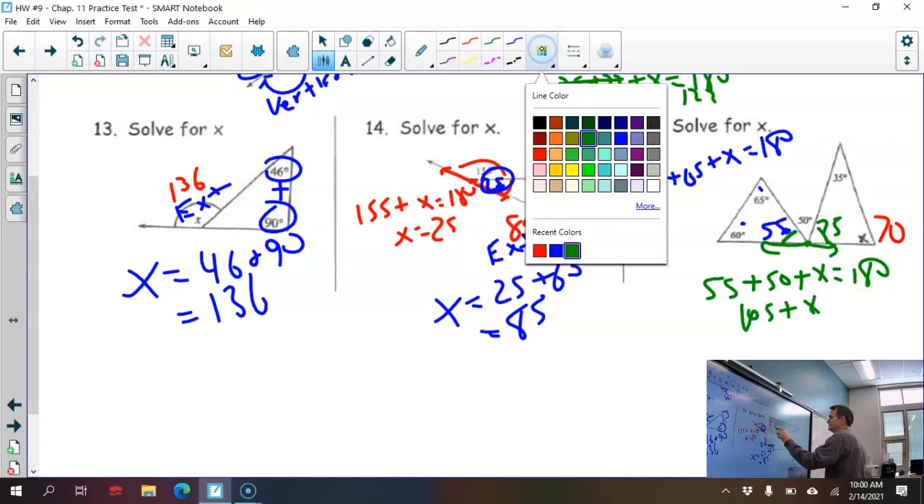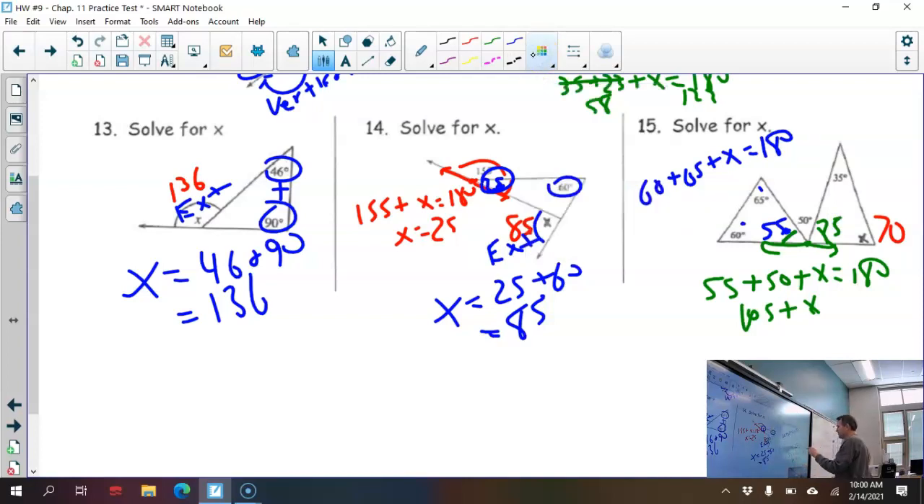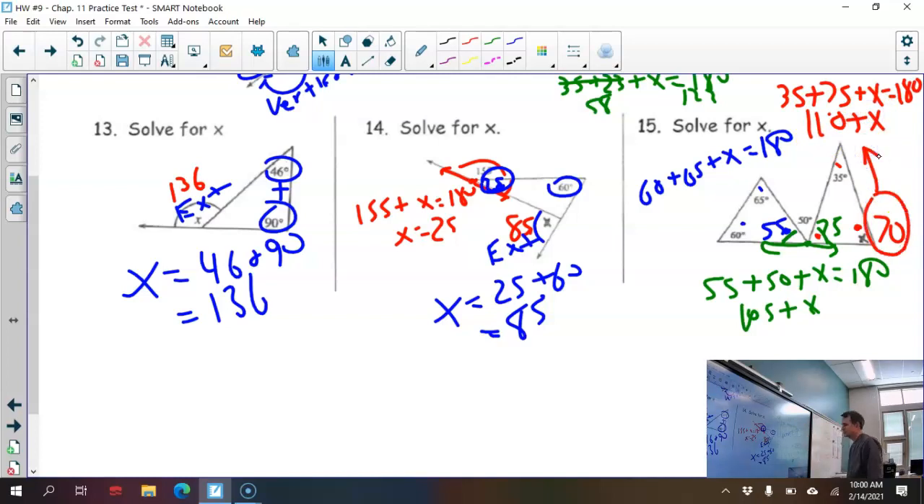And finally, I can use the other triangle, that this angle, and this angle in that triangle add up to 180. So 35 plus 75 plus x equals 180. That'd be 110 plus x. So x would be 70.